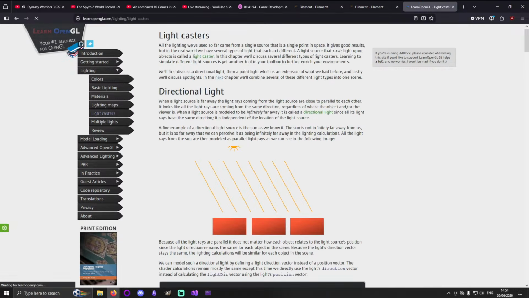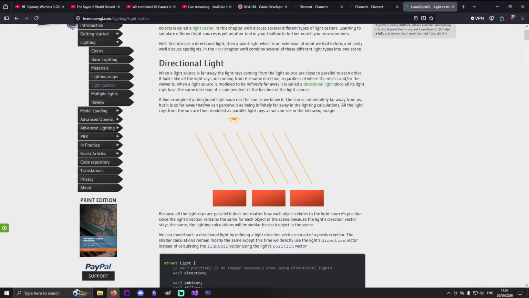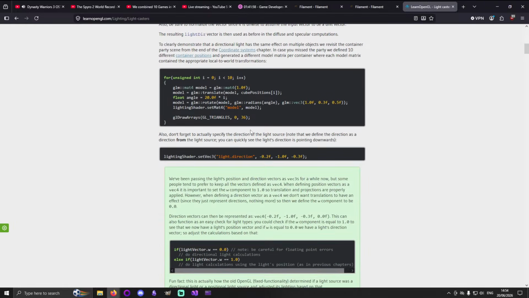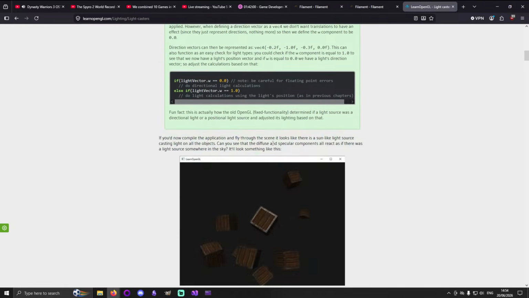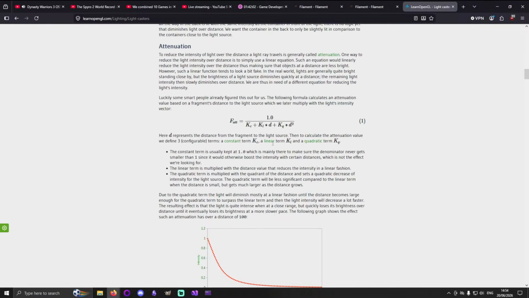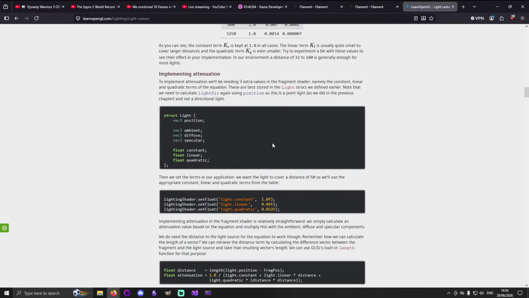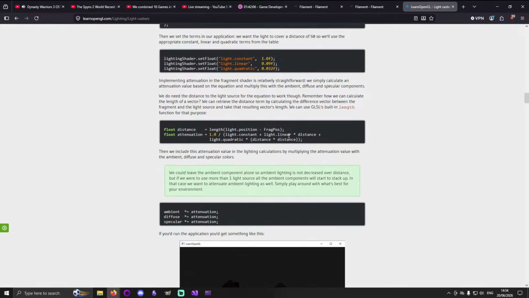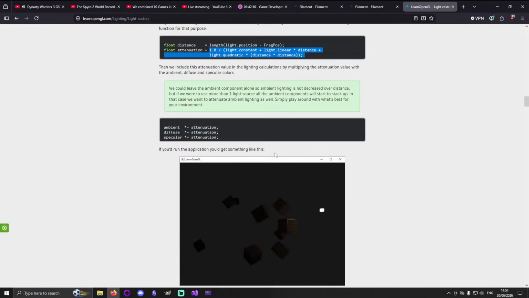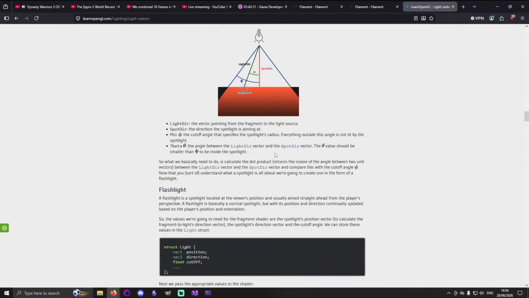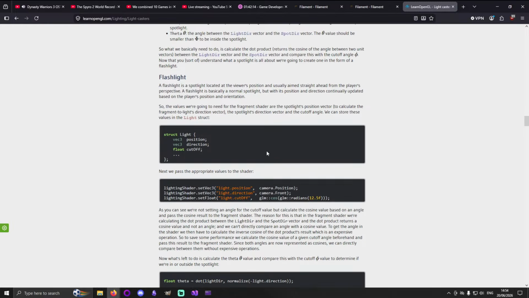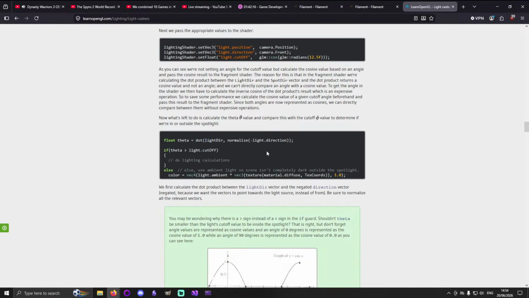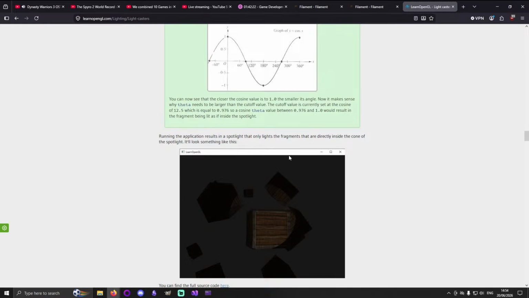Light casters, maybe? I actually don't know what... Okay, directional light. Here we go. So directional light we know how to do, which is really easy. Point lights. So... Okay, so it literally... Okay, that's good to know. So hopefully we've got spotlight here. Okay, so do lighting calculations. I'm going to ignore that.